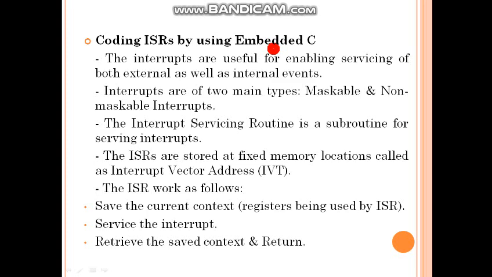The ISRs are stored in a fixed memory location. It is called the interrupt vector address, that is IVT. The ISR works as follows: it saves the current context, that is the registers being used by the ISR, it services the interrupt, and it retrieves the saved context and returns.